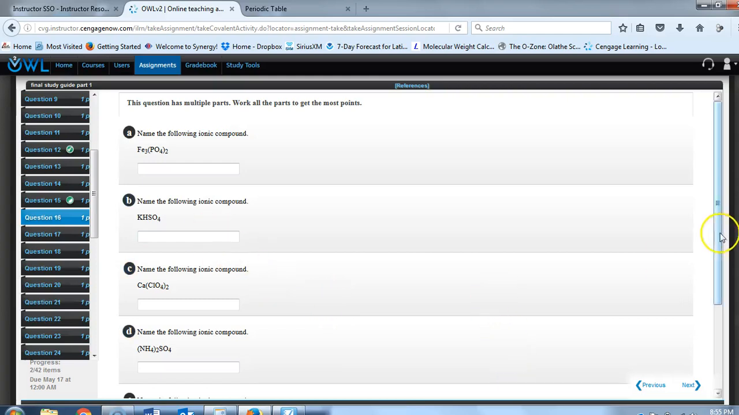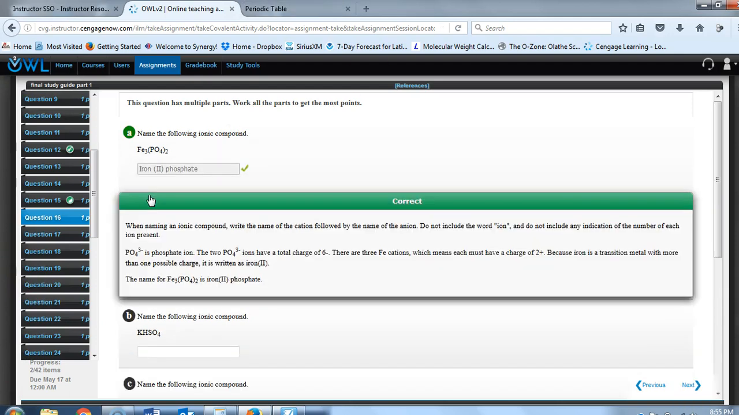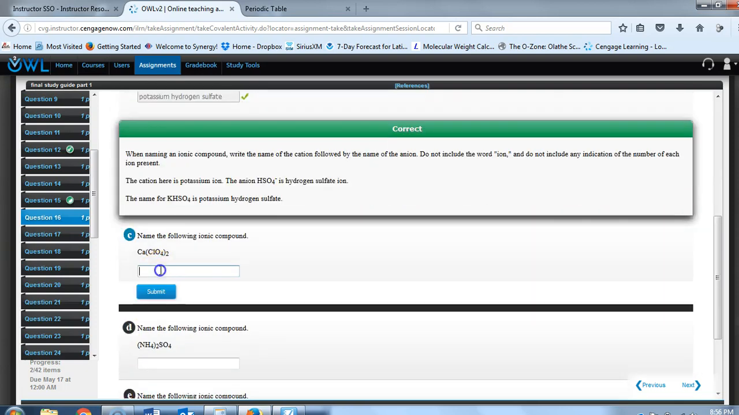Right. Question number 16. Name the following compound. Iron(II) phosphate. Potassium... oh goodness, are we going to be bisulfate or hydrogen sulfate? Let's find out. Okay, I guessed right.